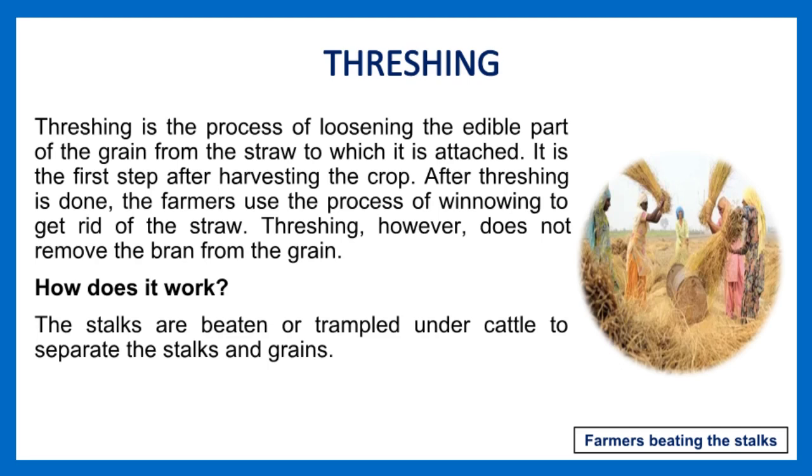You can separate the grain seeds from the stalks using this process. How does it work? It is very easy. The stalks are beaten or trampled by cattle. This is how the grain seeds and stalks are separated. However, this process does not remove the bran from the grain.